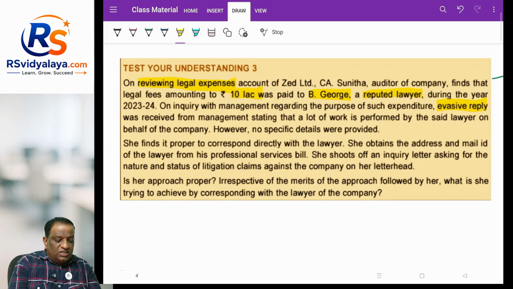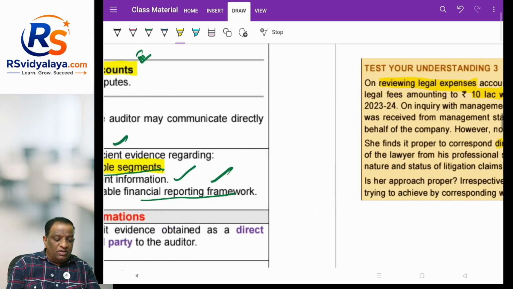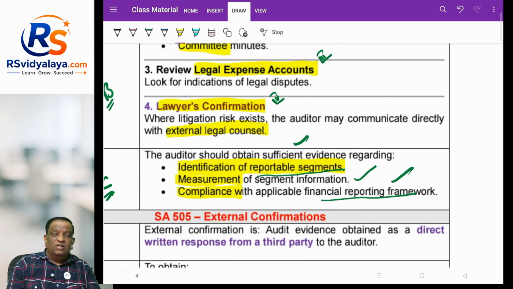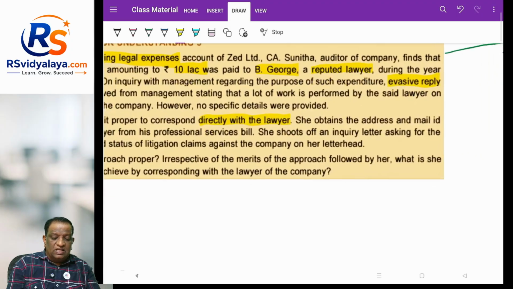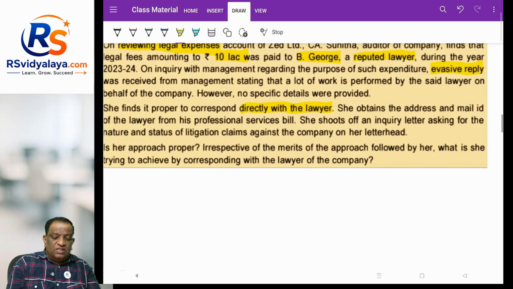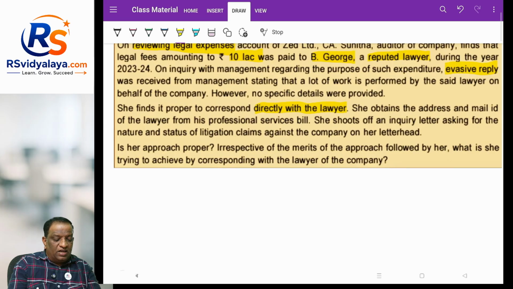So she finds it proper to correspond directly. She wanted to contact the lawyer directly. Can she contact the lawyer? That is where we said lawyer's confirmation. The auditor can seek it. But in this case, she obtains the address and the email ID of the lawyer from his professional services bill. She gathered the contact details from the bill he had submitted, and shoots off an inquiry letter asking for the status. She wrote directly to the lawyer. So, is her approach proper?